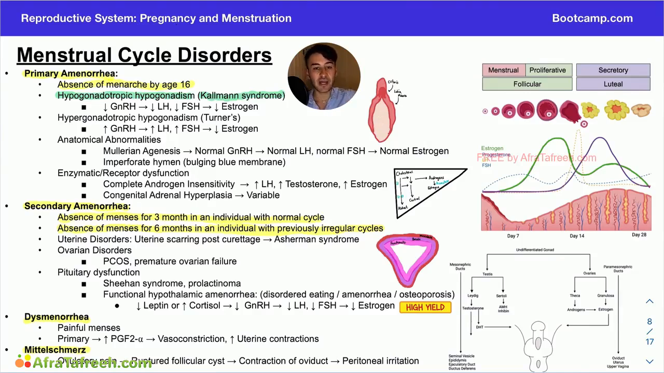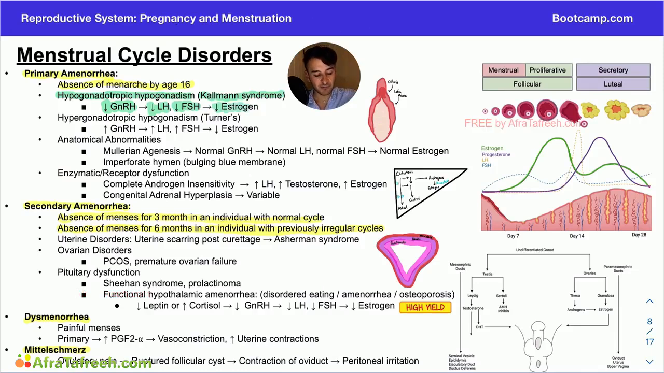When it comes to hypogonadotropic hypogonadism, we are having an error somewhere in the axis of the hypothalamus and pituitary. In the case of Kallmann syndrome, these people have abnormal migration of GnRH producing neurons from the olfactory bulb to the preoptic nucleus. So in layman's terms, that just means they're not going to be able to produce GnRH. And we know that GnRH is important for the production of luteinizing hormone and follicle stimulating hormone. If those are low, we are not going to get estrogen.